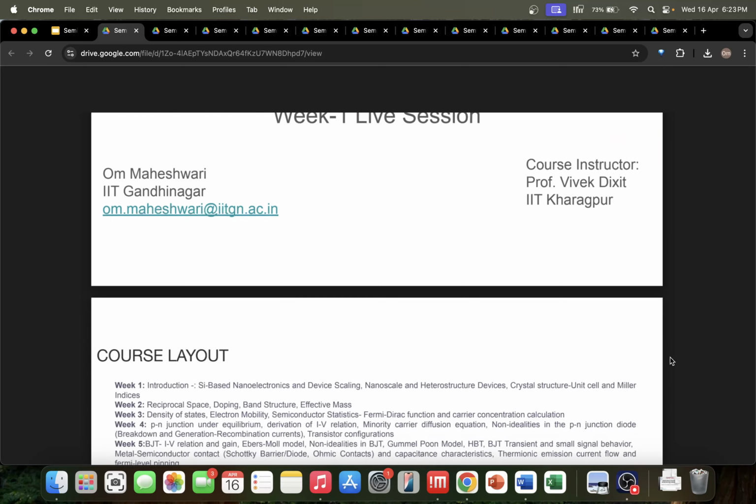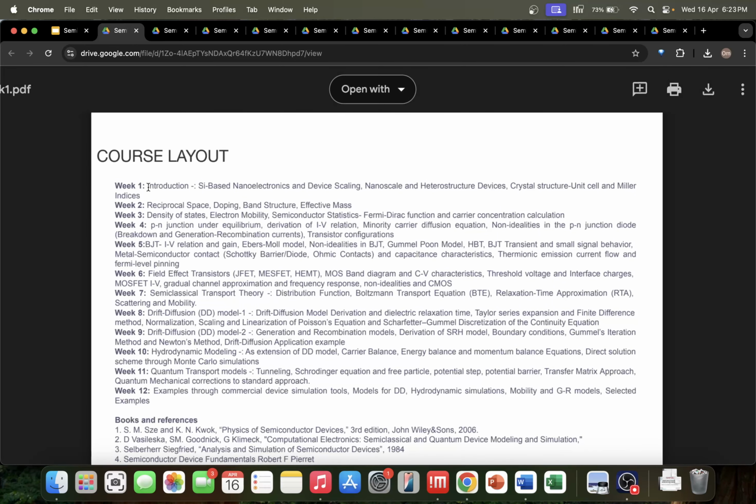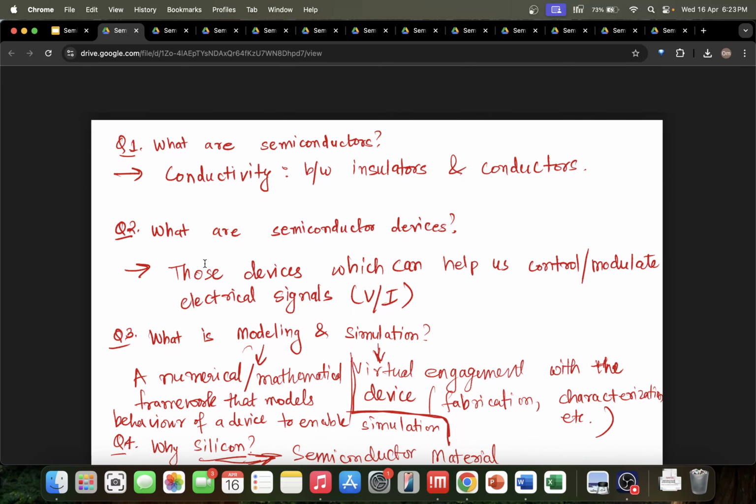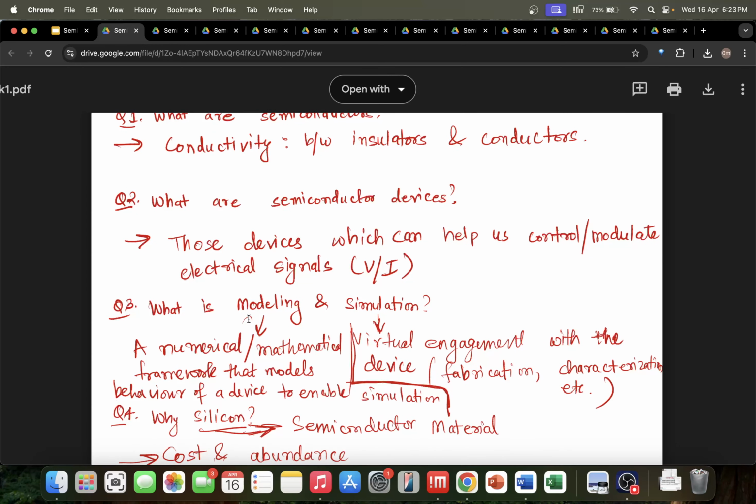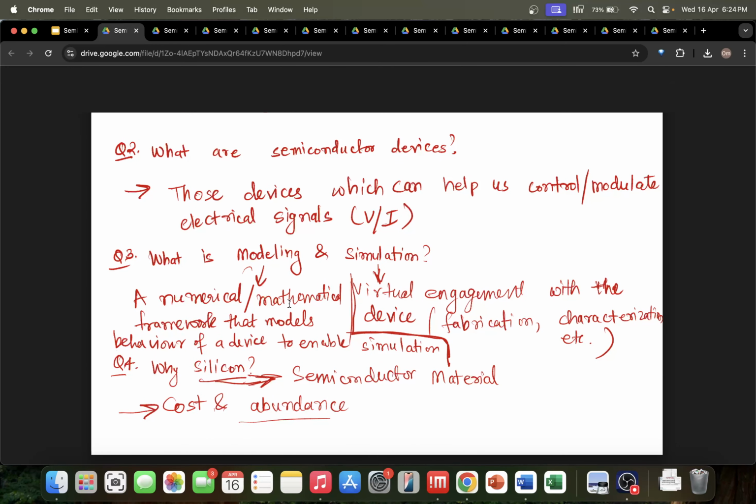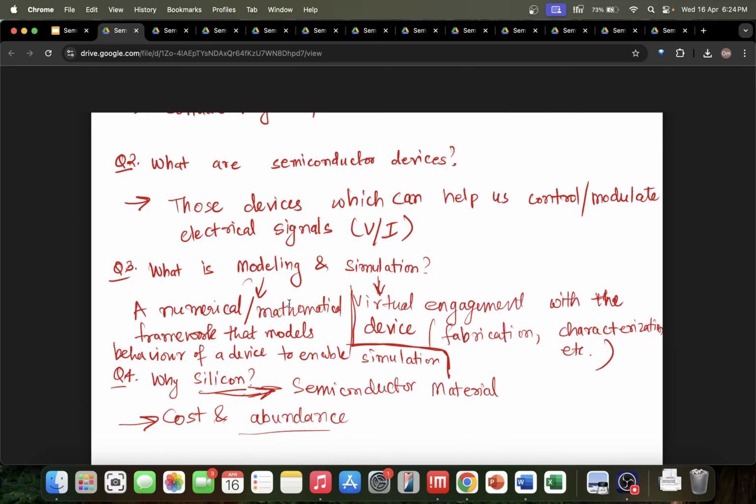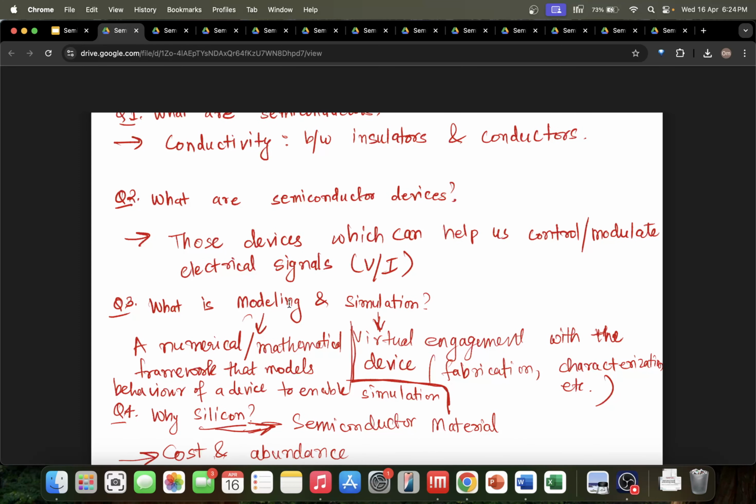Okay, so in the first week, we went through the introduction of silicon-based nanoelectronics and device scaling, nanoscale and heterostructure devices, crystal structure, unit cell, and Miller indices. So we started with what are semiconductors, those whose conductivity lies between insulators and conductors. Why do we need these semiconductors? What is modeling and simulation? So we basically broke down the entire name or the motivation of this course.